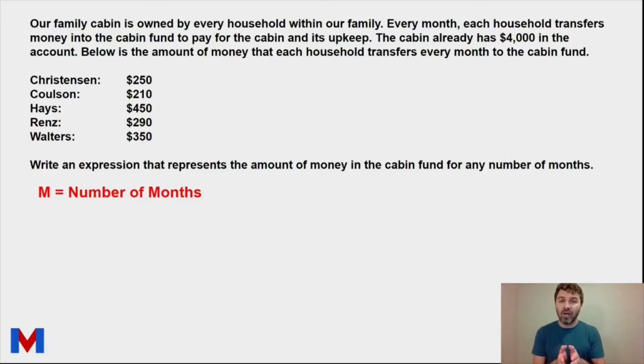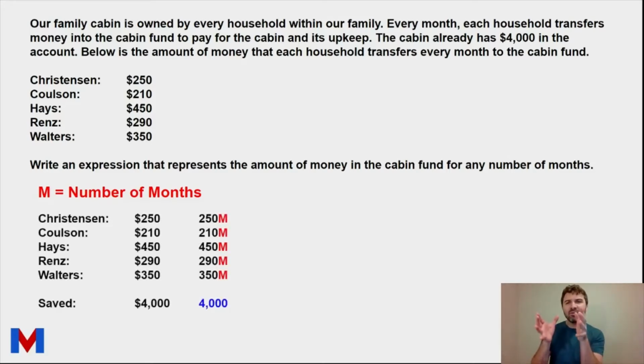So if I want to figure out 6 months from now how much money is going to be in the cabin fund, with this expression we're going to do that really easily. First, I'm going to write down a list of how much money each household is putting into the cabin fund. I know it's happening every month. So the Christensens are putting $250 every month, which is $250m. The Colsons $210m, $210 per month. The Hayeses $450 per month. The Renses $290 per month, and the Walters $350 every month.